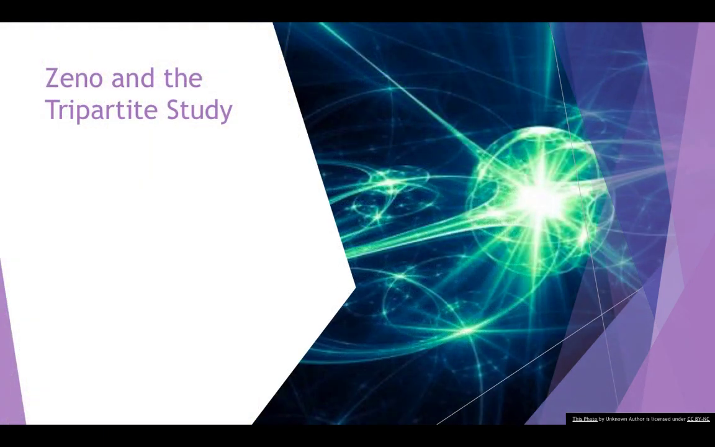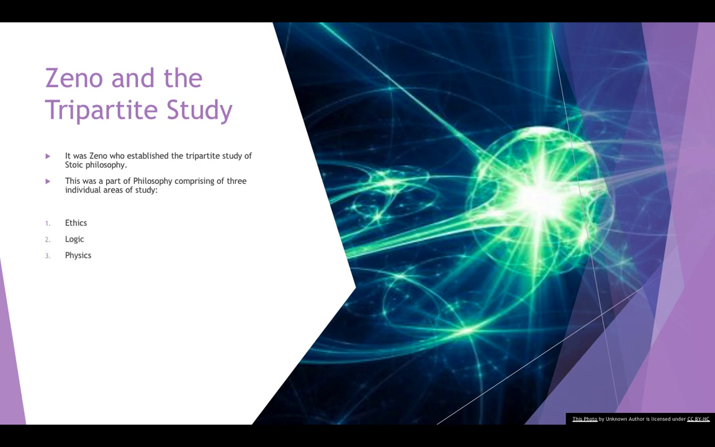When it comes to Zeno, one of his main contributions to Stoic philosophy is his idea of tripartite study. It was Zeno who established the tripartite study of Stoic philosophy. It basically suggested that we can study Stoicism by studying three main areas, and this was ethics, logic, and physics. We're going to have a look at each of these individually in their own videos later on in the course. But we should just know for now that Zeno was the person that founded this idea of tripartite study.